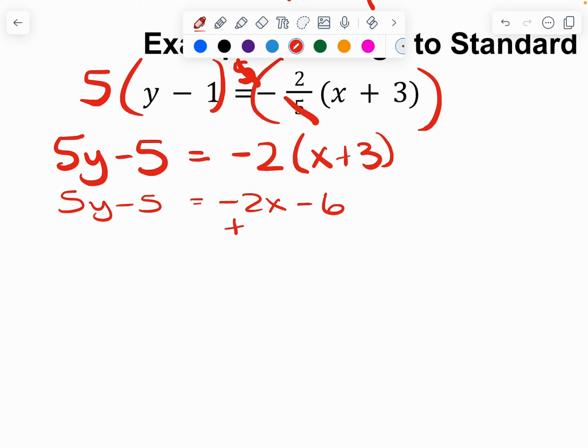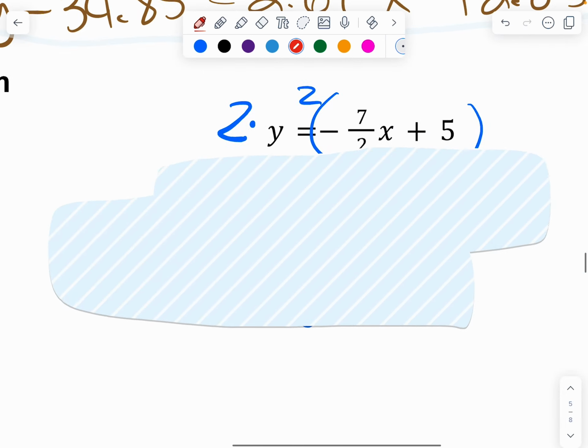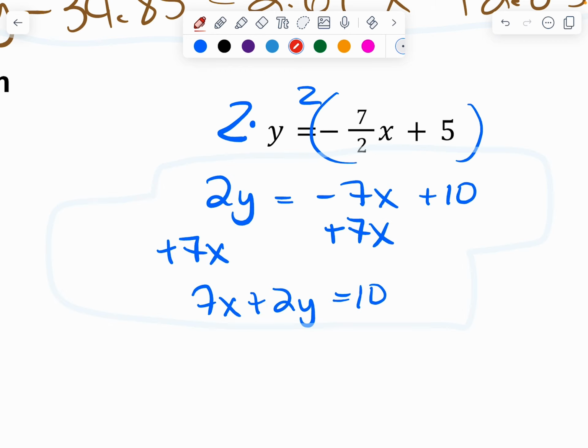5y minus 5 equals negative 2x minus 6. I want this to be on the other side, so I'm going to add 2x. So I get 2x plus 5y minus 5 equals negative 6. Add 5 to both sides and get 2x plus 5y equals negative 1. And I didn't erase part of this, so to give you the hint, get rid of the fraction. And there you go.